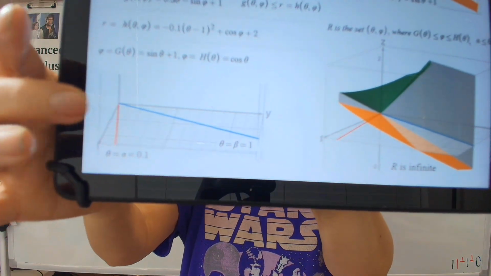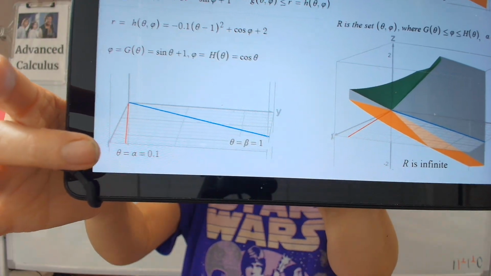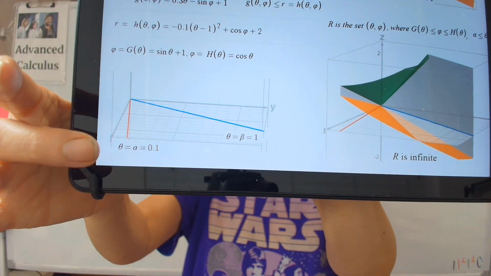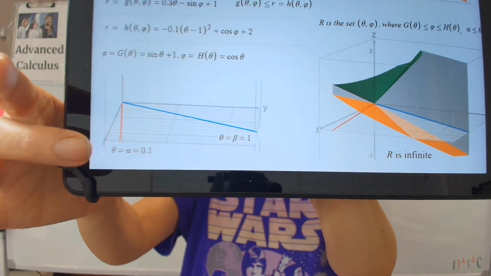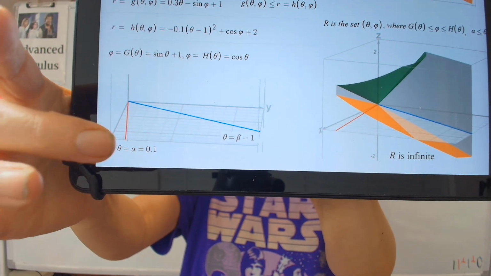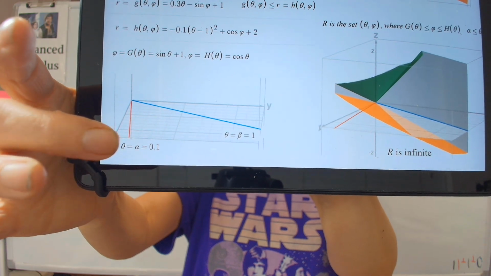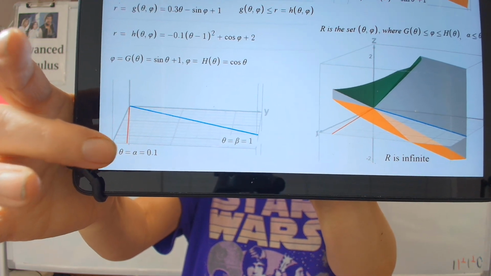First, notice that this is theta. Theta is between two constants, alpha and beta. So I have a sample here, okay? And so that's simple enough, right? Theta is on the xy plane, and it goes from this angle to that angle.